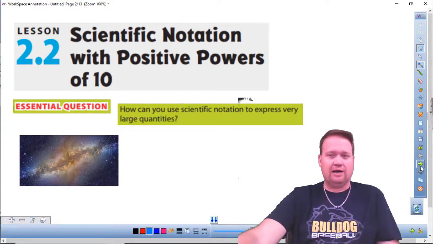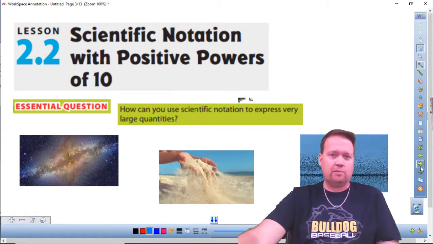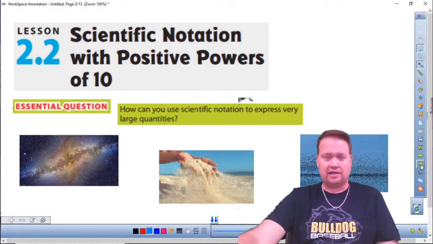And when we talk about large, we're talking about the number of stars in the galaxy, or perhaps the number of grains of sand on a beach, or maybe the entire bird population in the state of California. We're talking about numbers that are bigger than your everyday numbers. We're not talking about using it to talk about the number of cars that are in your parking lot at school right now, or the number of people that are in your class.